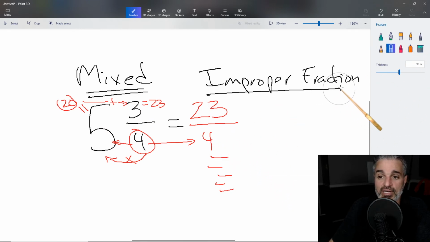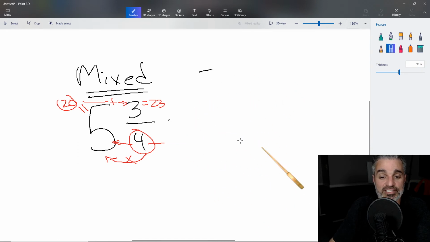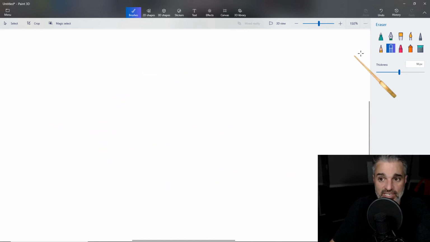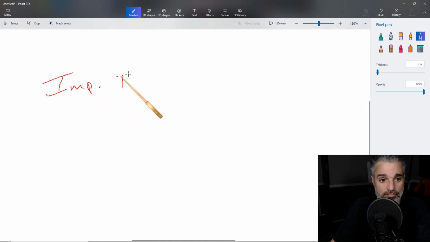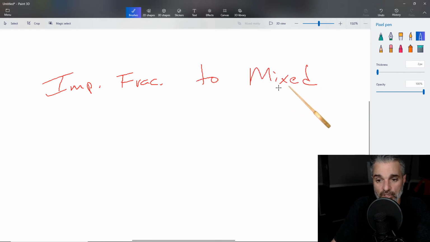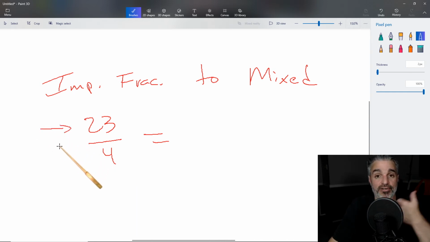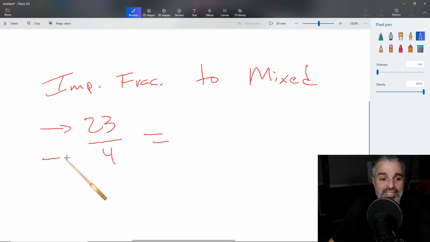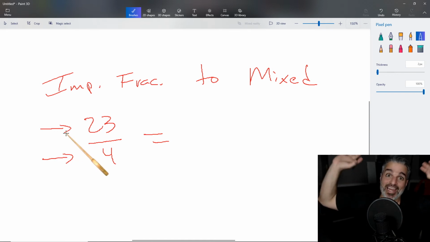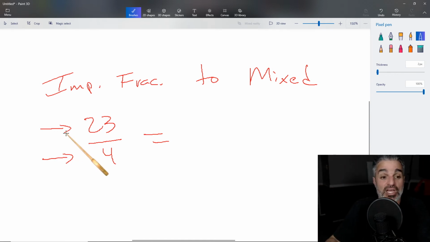Now let's go backwards. Let's change from improper fraction to mixed number. So 23 over 4. We start with an improper fraction. And how do we know this is an improper fraction? Because the numerator is bigger or greater than the denominator. It's like the denominator can't hold him. Remember when we said that joke? And we have to turn it into a mixed number.